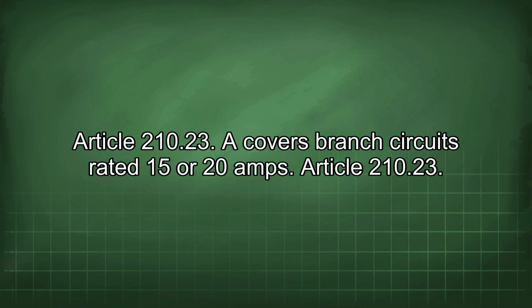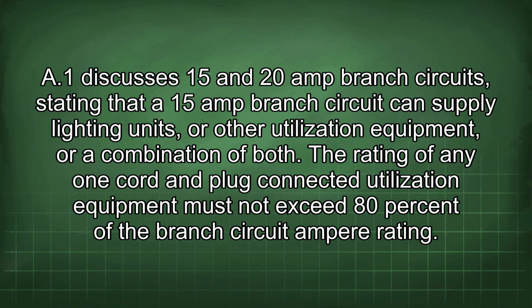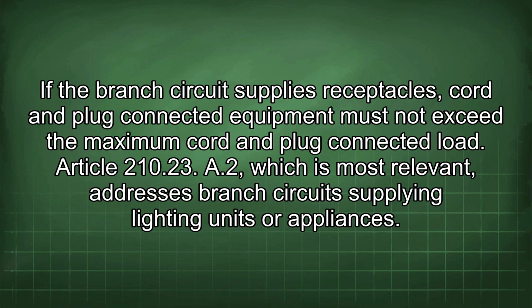Article 210.23(A)(1) discusses 15 and 20 amp branch circuits, stating that a 15 amp branch circuit can supply lighting units or other utilization equipment, or a combination of both. The rating of any one cord and plug-connected utilization equipment must not exceed 80% of the branch circuit ampere rating. If the branch circuit supplies receptacles, cord and plug-connected equipment must not exceed the maximum cord and plug-connected load.